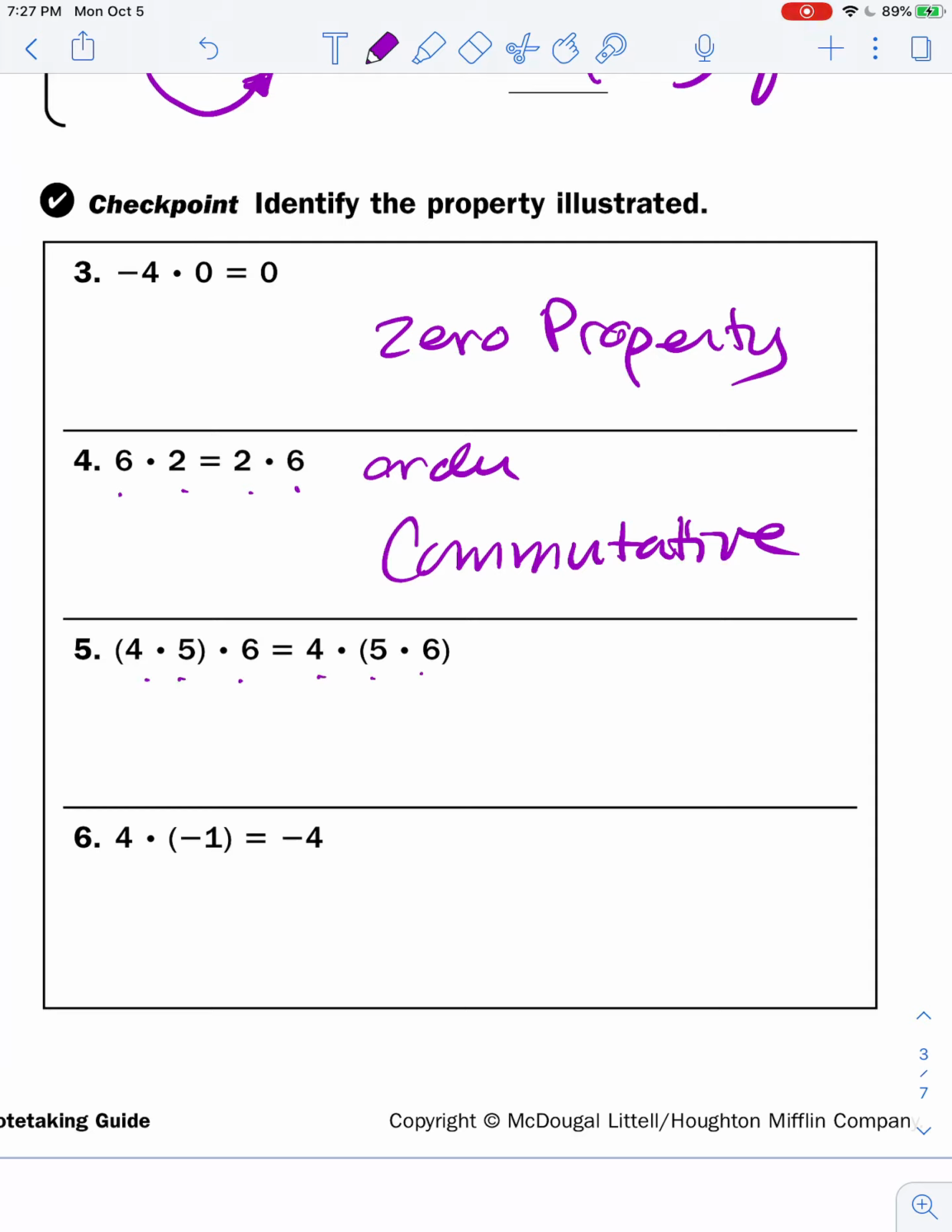4, 5, 6, 4, 5, 6. So they didn't change the order. They changed the grouping. They changed the 5 associated with the 4. Now it associates with the 6. So this is the associative property.